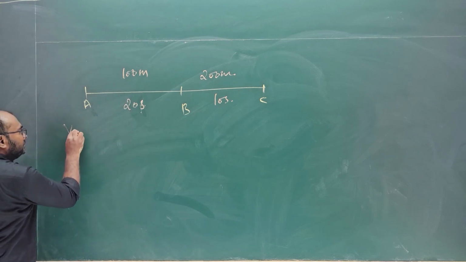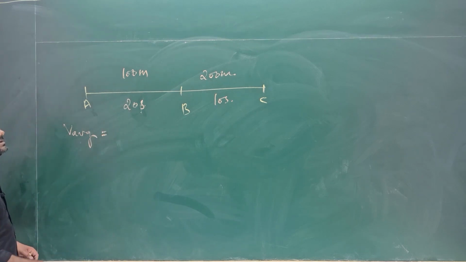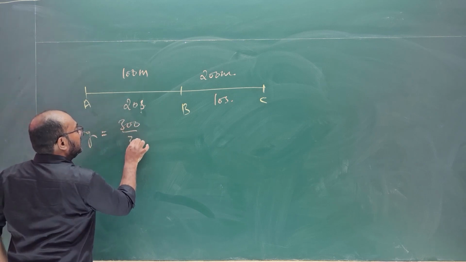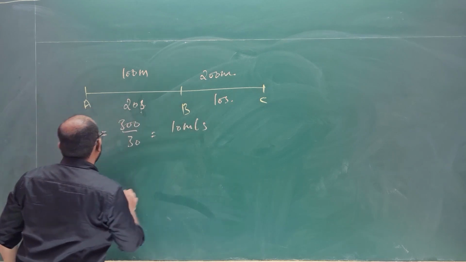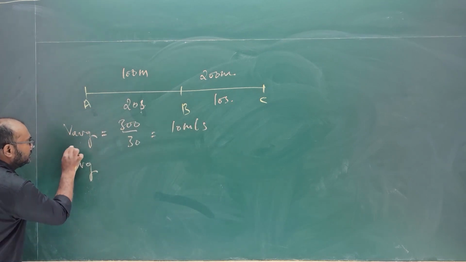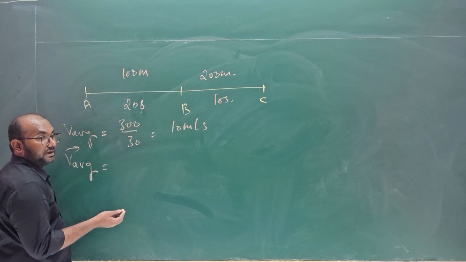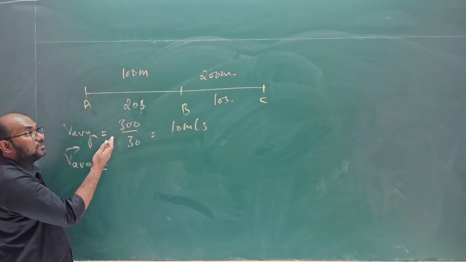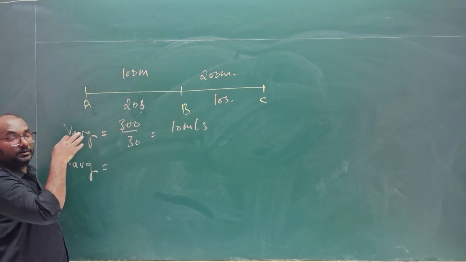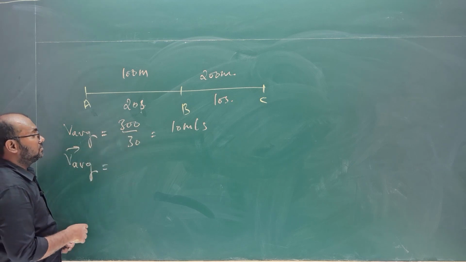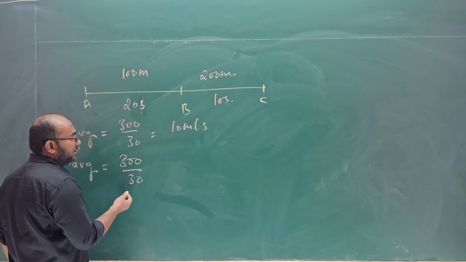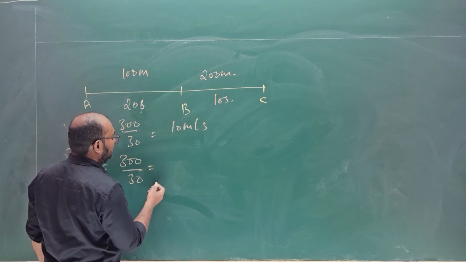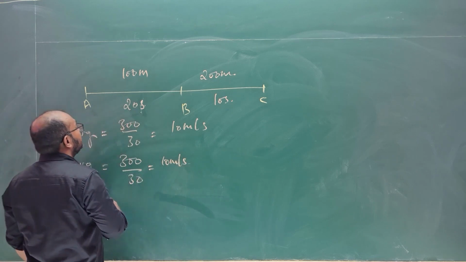What is V average? Total distance is how much? 300. Total time is 30. So 300 upon 30, that is nothing but how much? 10 meter per second. Okay, tell me V average. That is displacement upon time. Displacement and distance is same, because body is not changing its direction. Body is moving in a straight line only. So displacement is also 300 and time is obviously 30, and this also becomes 10 meter per second.